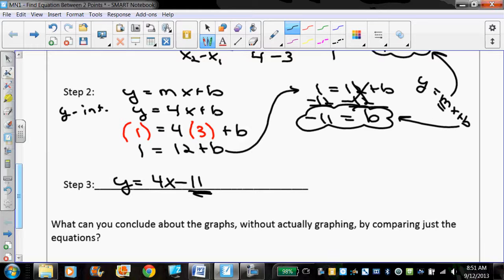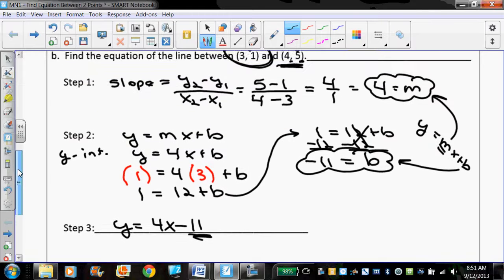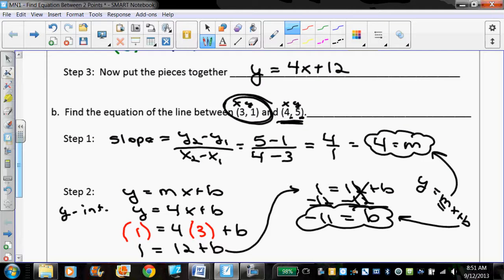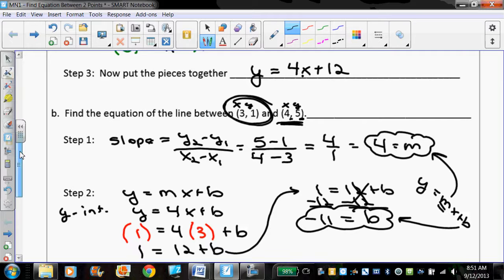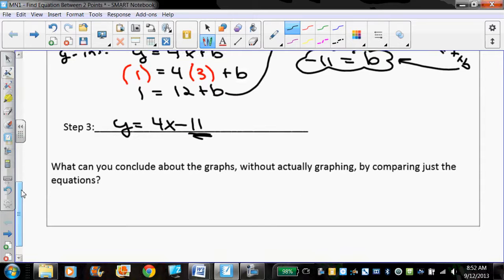The y-intercepts are our starting point when you graph using slope-intercept form. So here it has x at the bottom. What can you conclude about the graphs without actually graphing by comparing just the equations? Now again, the slope, or the steepness, is 4. We have 4x plus 12, so 4 up there, and we have a slope here of 4. So the steepness is the same, or you can call it slope, is the same.